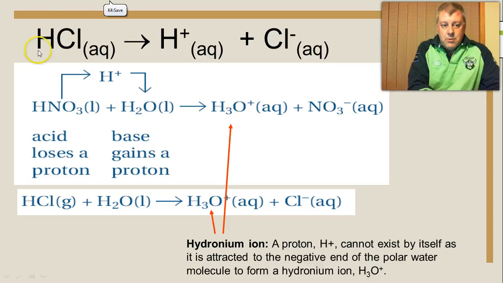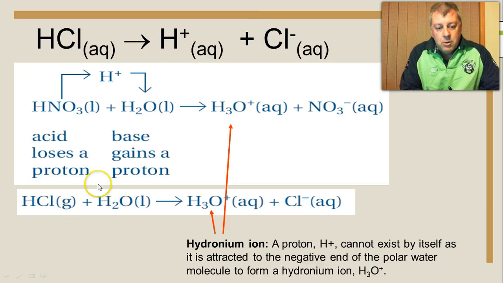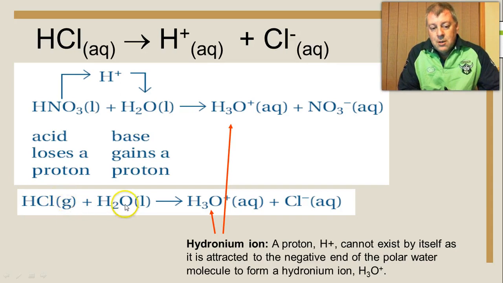Now this is the way we would write it normally in physical science, but if we factored in what was happening to the water, this is how we would draw, or write, hydrochloric acid. In this case, hydrochloric acid is being bubbled through water, and you're getting a whole lot of hydronium ions and chloride ions.